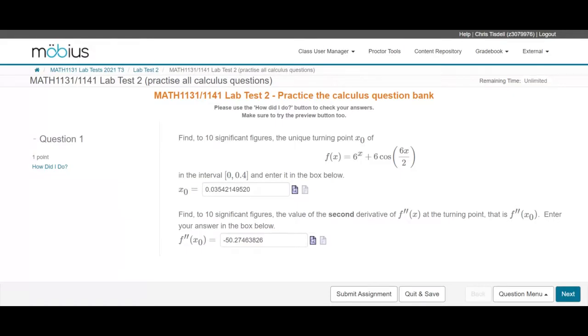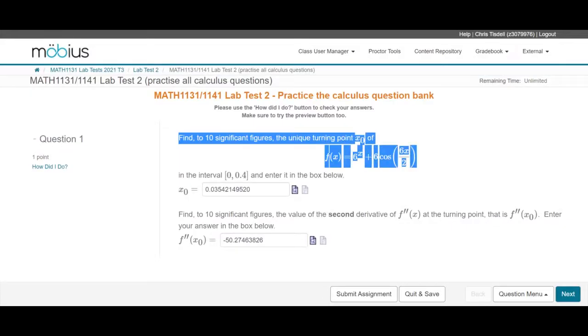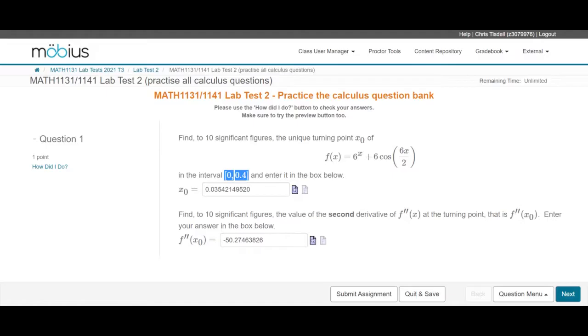All right. So find to 10 significant figures the unique turning point of this function in this interval. Okay, so this is one of the questions where you'll need Maple. You can't really do this by hand, but you can do some of the other questions by hand. So this is definitely a Maple question. Let me share my Maple screen with you, and we can have a look.